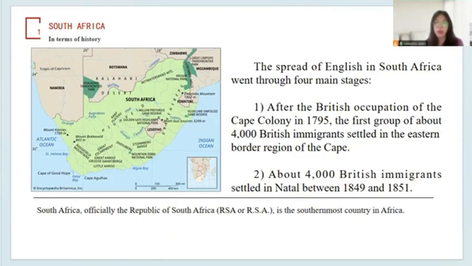The first one: after the British occupation of the Cape Colony in 1795, the first group of about 4,000 British immigrants settled in the eastern border region of the Cape. About 4,000 British immigrants settled in Natal between 1849 and 1851.